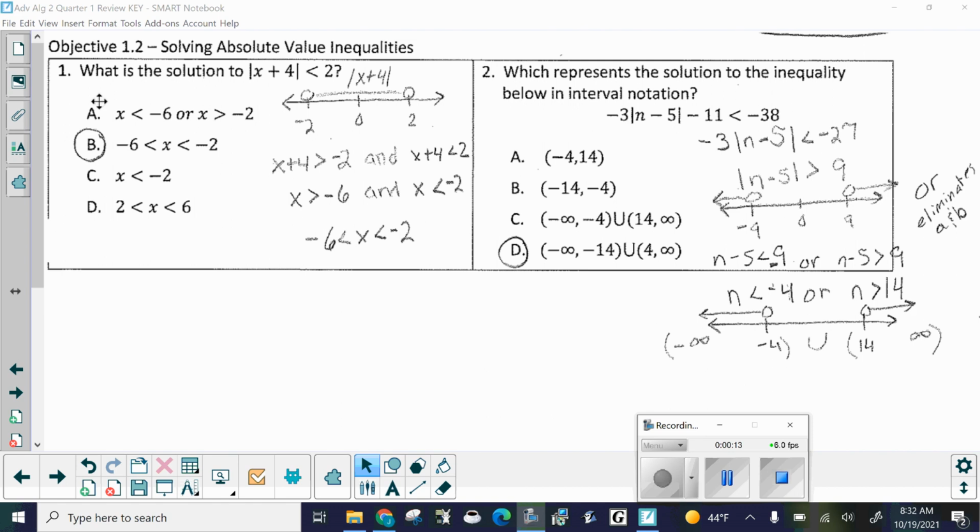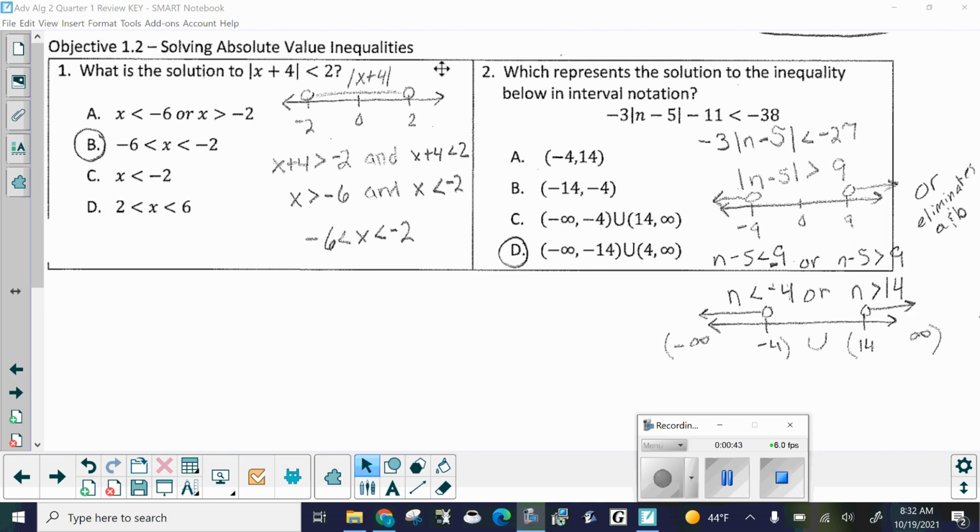If we take a look here, what is the solution to the absolute value of x plus 4 less than 2? Just like when we were doing equations, you have to first isolate the absolute value. In this case, the absolute value is isolated. Now, what I suggest doing so that you can understand what's going on: this stuff inside the absolute value is less than 2 steps away from 0.